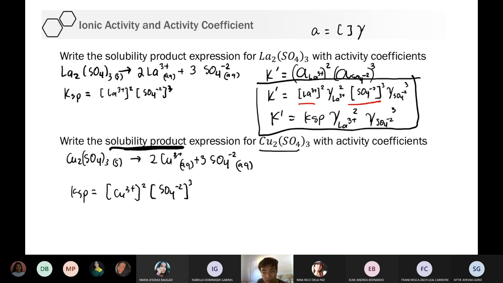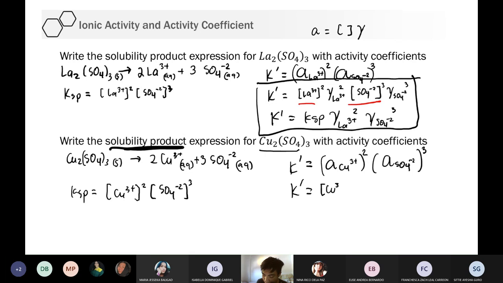Okay, so now let's write the K prime in terms of activity. So we say K prime is equal to activity of copper 3 plus squared times the activity of sulfate anion cube. Okay. So kaya maganda isulat mo muna to bago ka mag K prime, kasi ipapattern mo lang naman ito dito. Okay. So instead of bracket, gagawin mong alpha, ano, activity, letter A. So what is activity again? Concentration times the gamma. So substitute mo lang yan dyan.